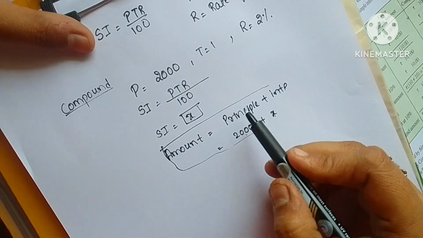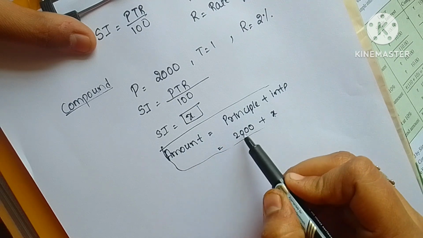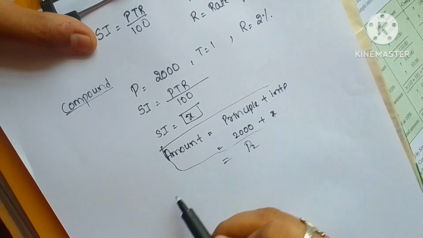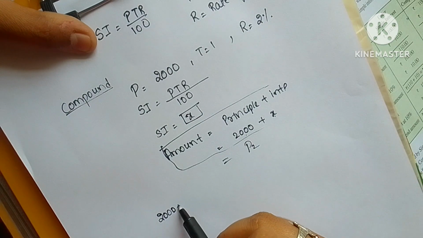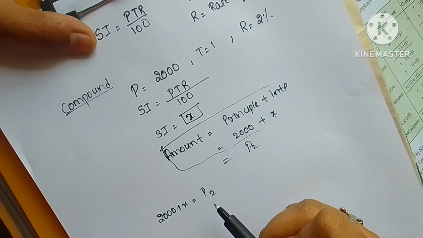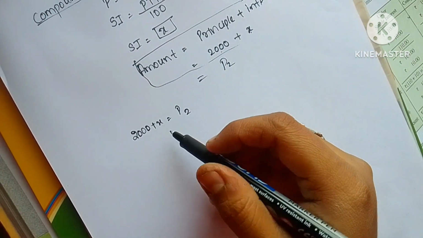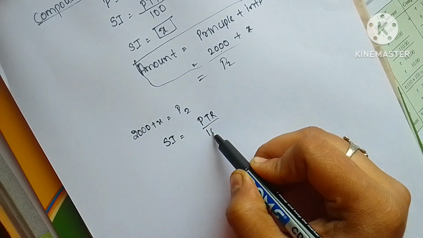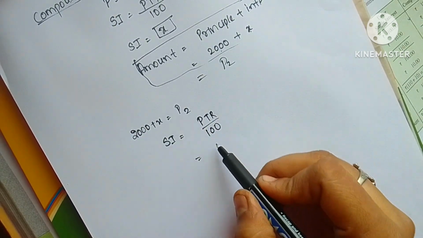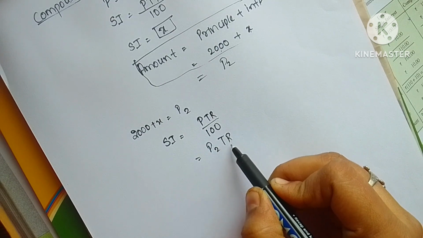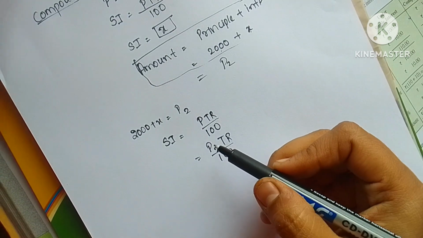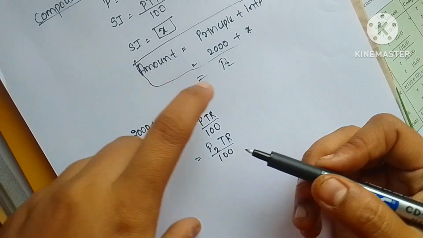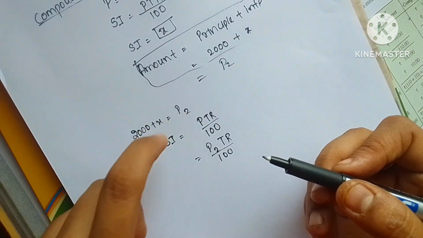In compound interest what will we do? We will take this amount we have got, 2000 plus X, again as the principal. Again this is calculated by using simple interest, PTR by 100. Here P will become P2. Why P2? Because the amount we calculated before in simple interest will become the principal again.